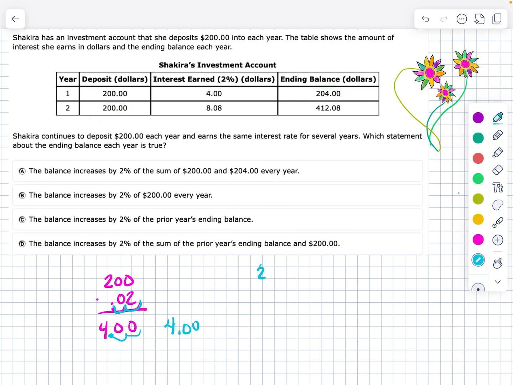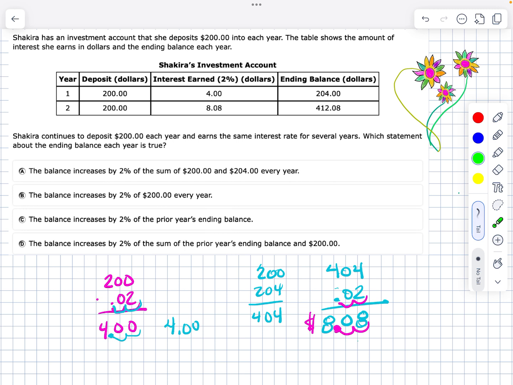So 204 plus 200 is 404, right? 200, 204, that's 404. I didn't need to write it down. You can do that in your head probably. Okay, so we have $404. And we need 2% of that. Okay, so let's go ahead and do the 0.02. 2 times 4 is 8, 2 times 0 is 0, and 2 times 4 is 8 again. And now we have to deal with this decimal, 1, 2, $8.08. Okay, which is what we have right here.